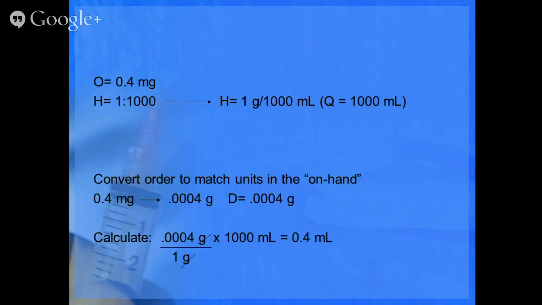Before we can do this, we need to convert the order to match the units on hand. We have milligrams and we have grams on hand, so we have to convert milligrams to grams. To do that, we divide by 1,000. So we end up with 0.0005 grams as our desired dose. And then when we do the division here, we have 0.0005 grams over 1 gram, and then we multiply times 1,000.